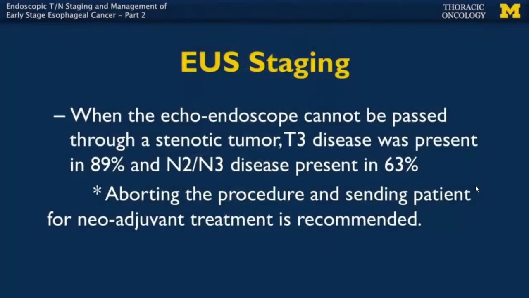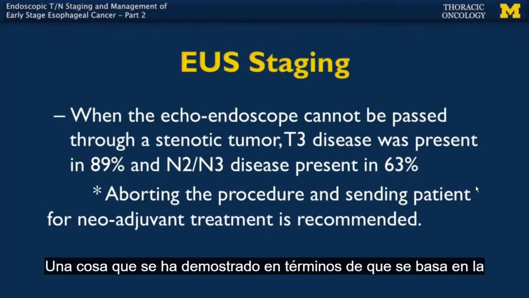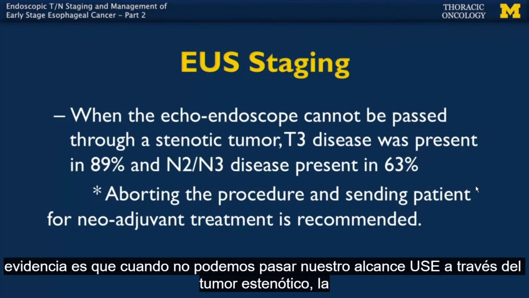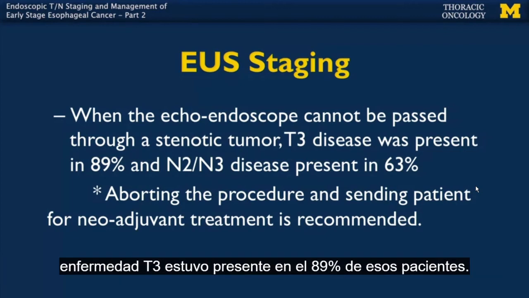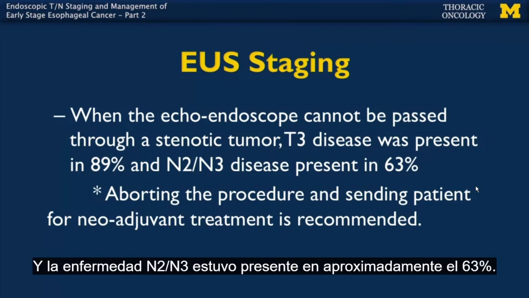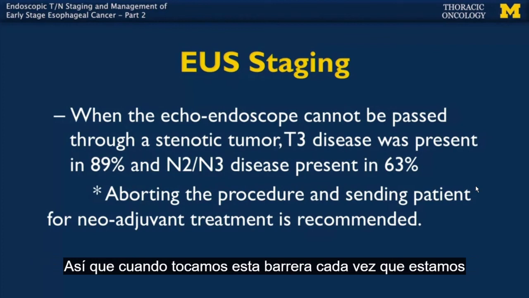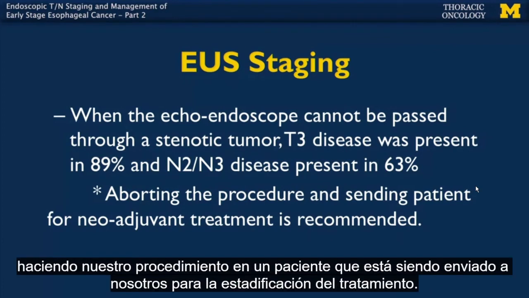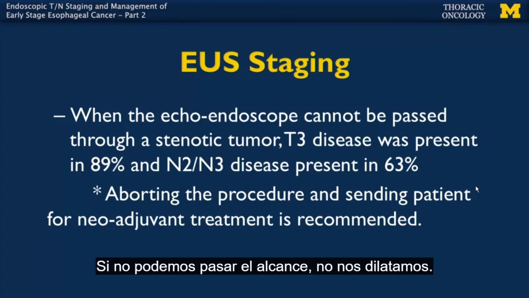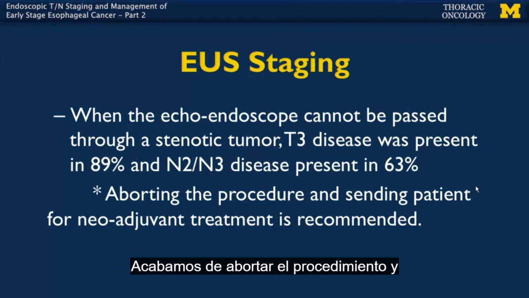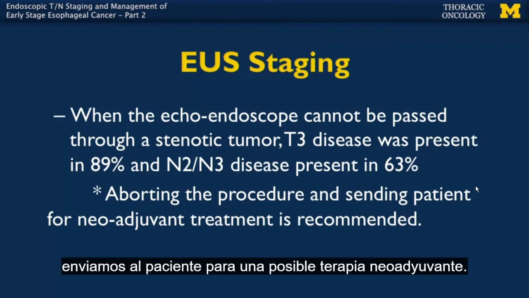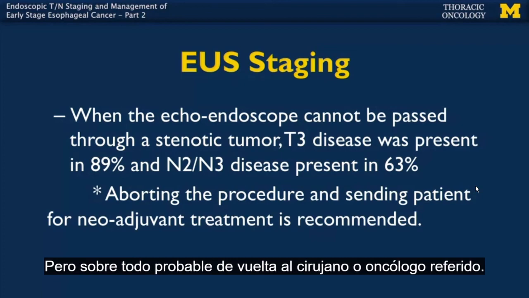One thing that has been shown in terms of being evidence-based is that when we cannot pass our EUS scope through the stenotic tumor, T3 disease was present in 89% of those patients, and N2, N3 disease was present in about 63%. So when we hit this barrier during a procedure on a patient being sent to us for treatment staging, if we can't pass the scope down, we do not dilate. We just abort the procedure and send the patient for likely neoadjuvant therapy, but most likely back to the referring surgeon or oncologist.